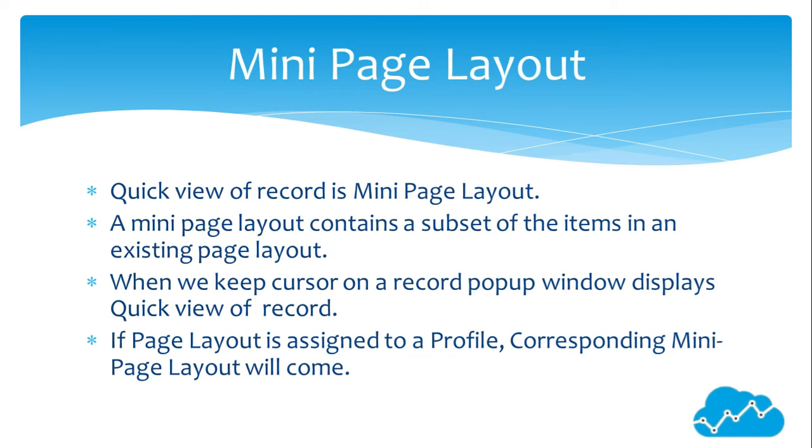Mini page layout. Quick view of a record is the mini page layout. A mini page layout contains a subset of the items in an existing page layout. When we keep the cursor on a record, a pop-up window displays a quick view of the record. If a page layout is assigned to a profile, the corresponding mini page layout will come.